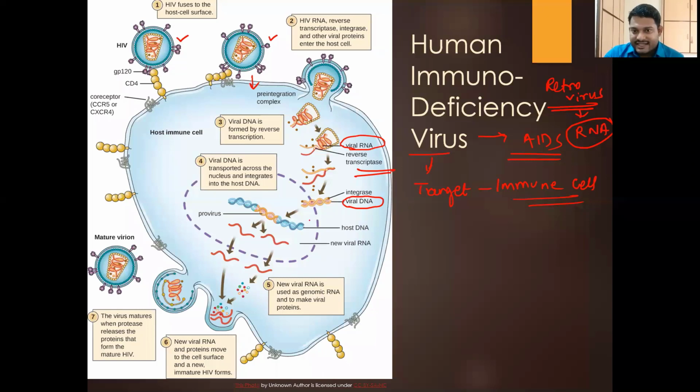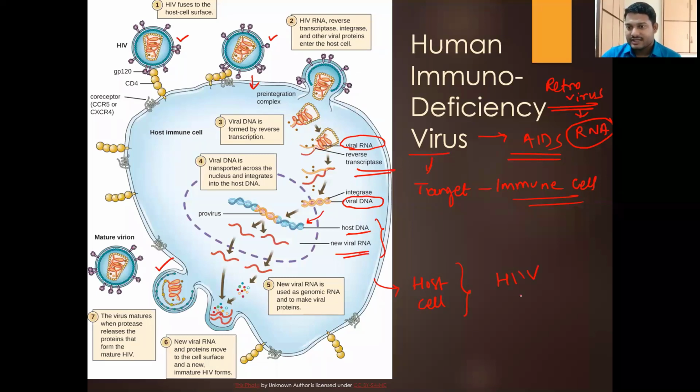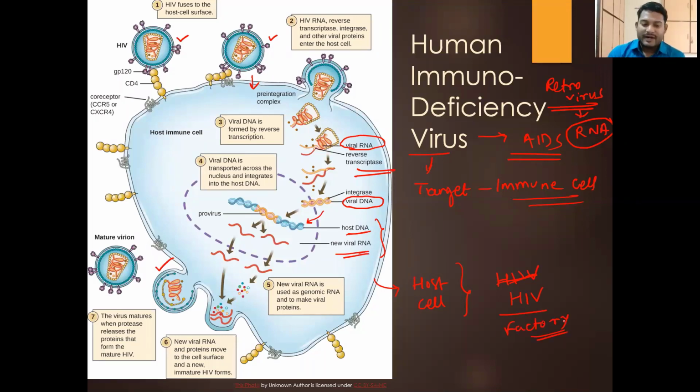Now that DNA is going to integrate into the host DNA. That is, it is going to force the host cell to produce new viral RNA and proteins, and that is going to produce a large number of mature viruses. And here what happens, remember, the host cell acts as an HIV factory, and it keeps on producing new HIV particles. I hope you are clear on these things.